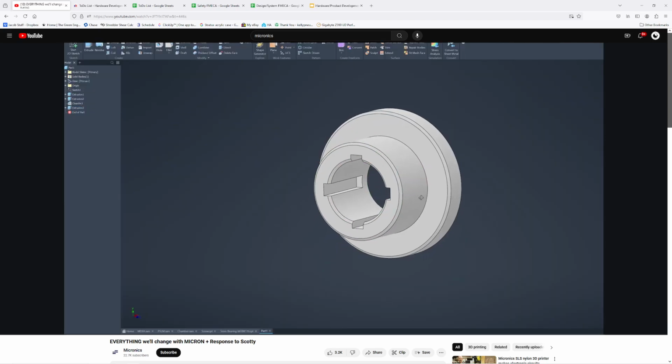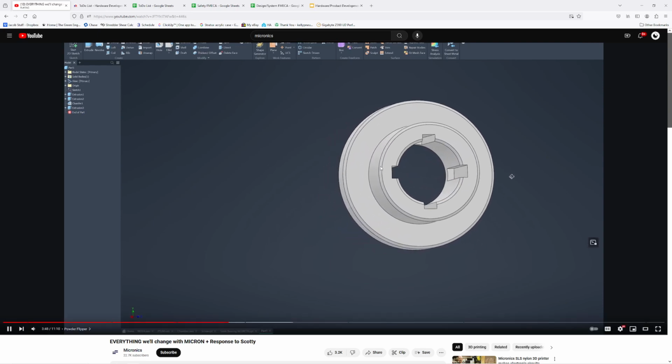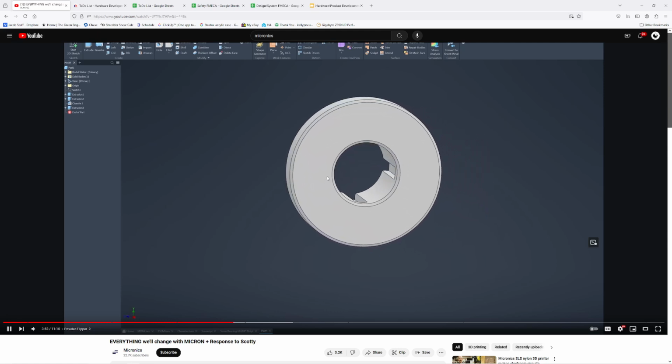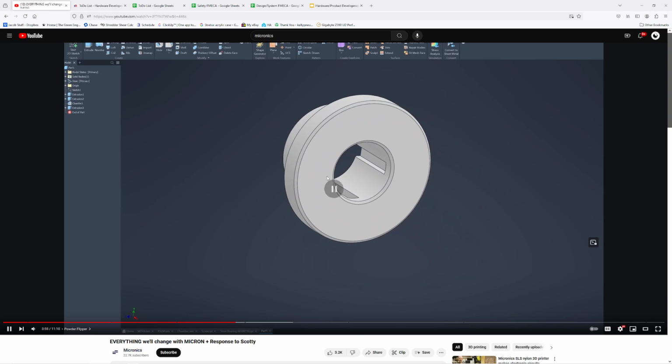The new design will incorporate partial slots that are designed to let any trapped powder escape, while still keeping a full circle front face that acts as a barrier to minimize further powder ingress with.